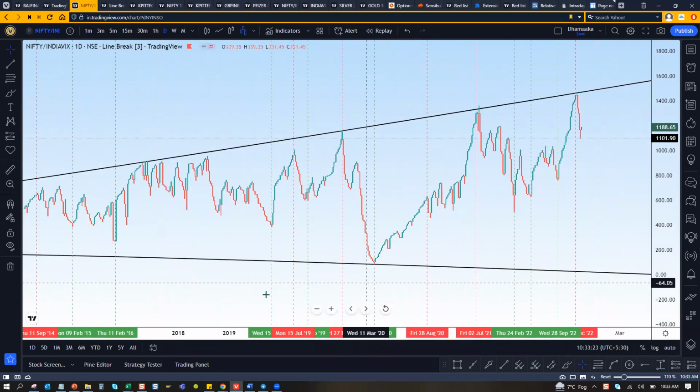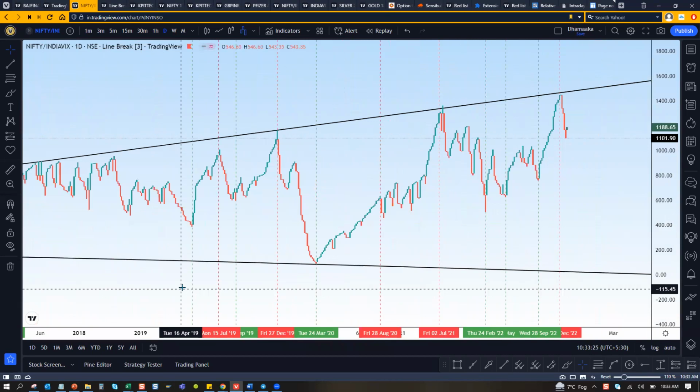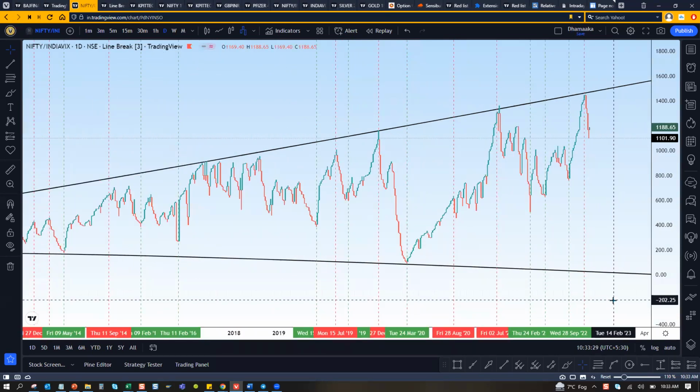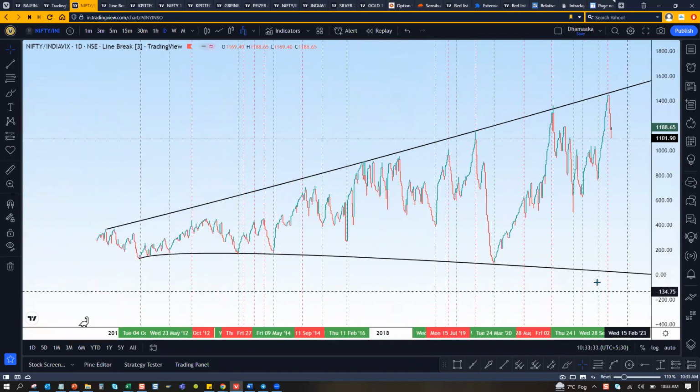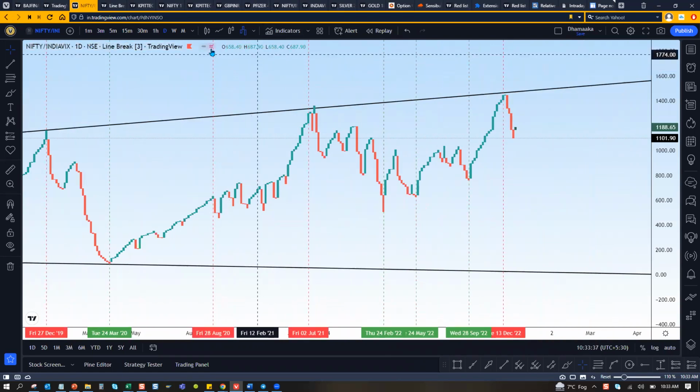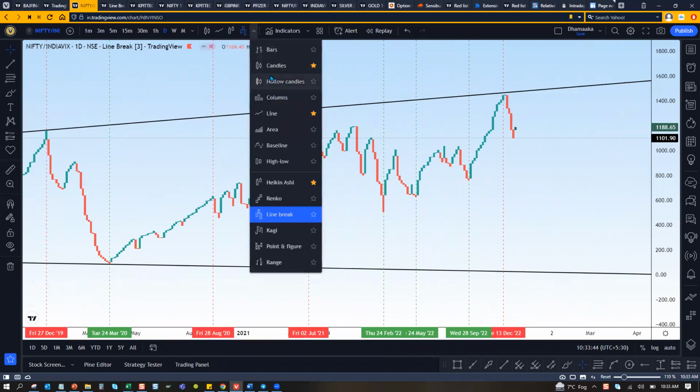One of the questions was that a few days back I said I'll explain the line break chart, and I did not yesterday, so I'll quickly explain that. What is a line break chart? Where do you find it? First of all, you go over here. Here are the different types of charts that are available: candle chart, line chart, Heikin-Ashi chart, and then there is a line break chart.